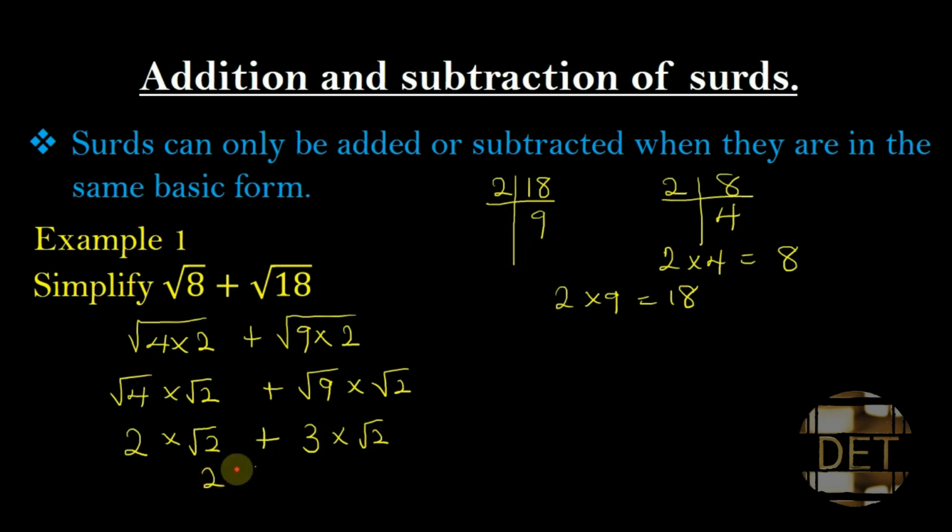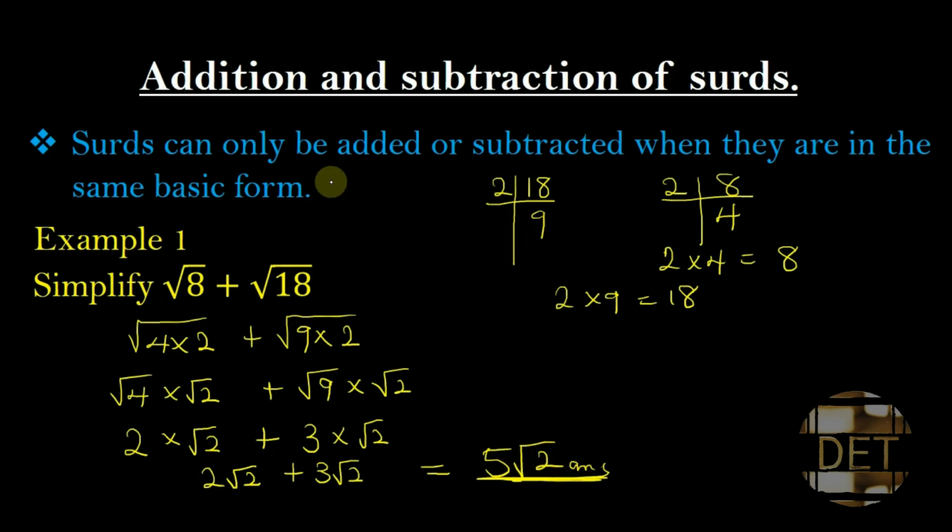So this 2 times root 2 will give me 2 root 2, plus 3 times root 2 will give me 3 root 2. With this, our surds are now in the same basic form, root 2, root 2. So 2 root 2 plus 3 root 2 will be equal to 5 root 2. This is the answer to this question.